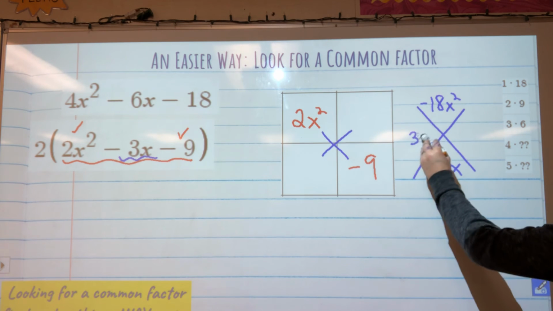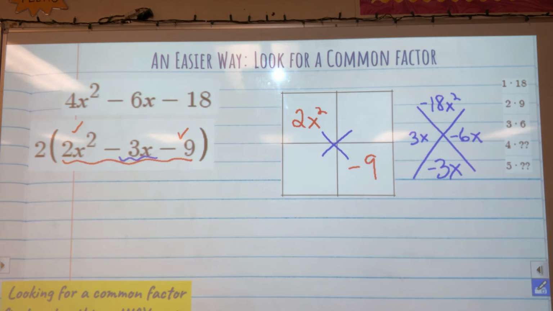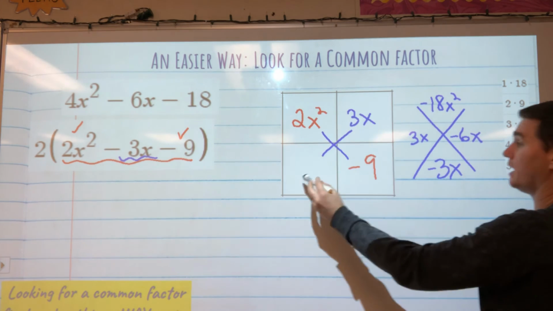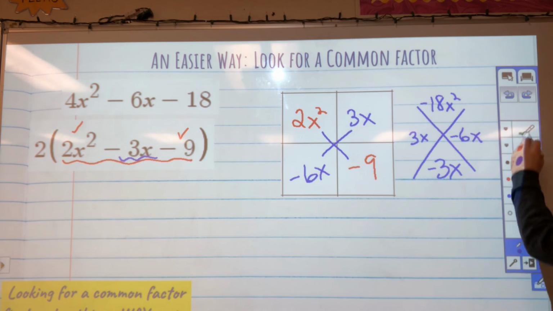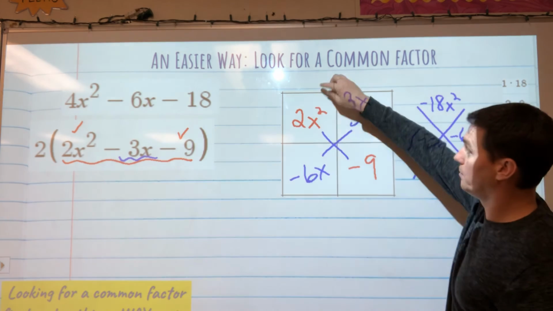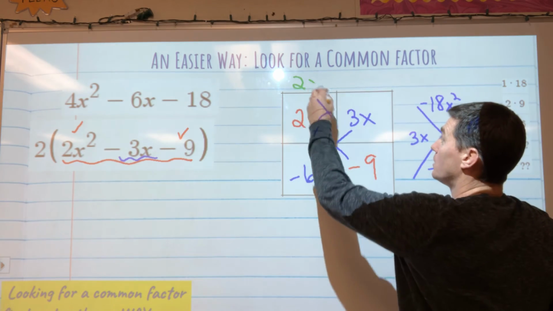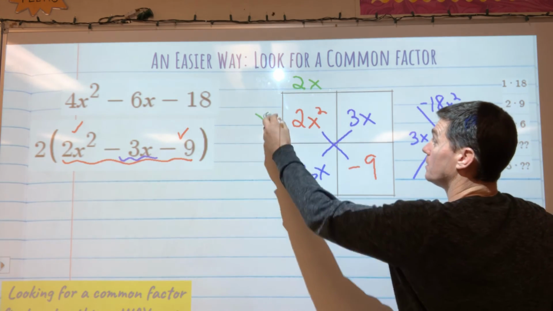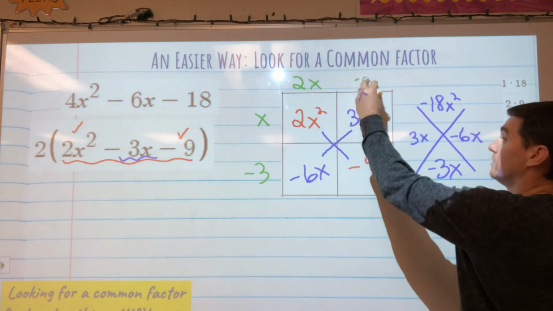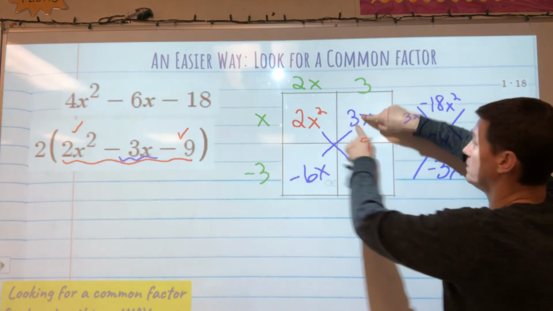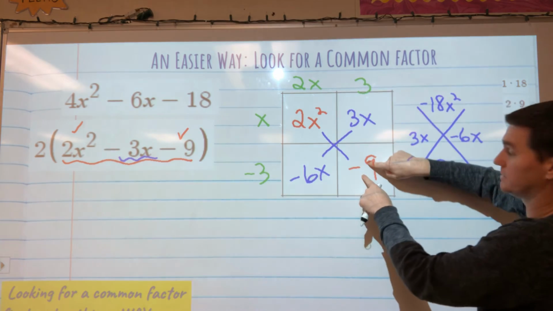So I go with 3x and 6x, and one of them has to be negative. I'm going to make the bigger number negative, and I fill it in: 3x and negative 6x. And last, I just have to put together my outside edge. What multiplies to be 2x? Well, it's got to be 2 and 1. I want to put the 2x here because the 2x goes into the negative 6x negative 3 times, and the x times 3 right here. X times 3 is 3x. 2x times negative 3 is negative 6x. And negative 3 times 3 is negative 9.